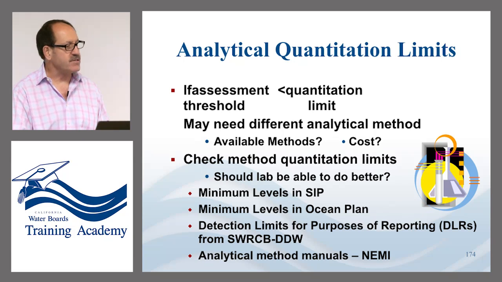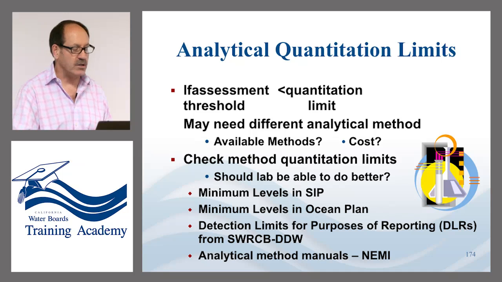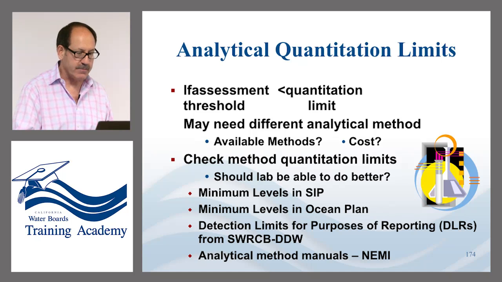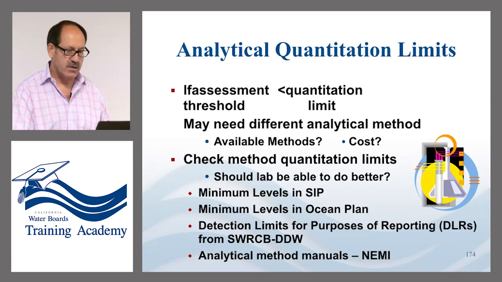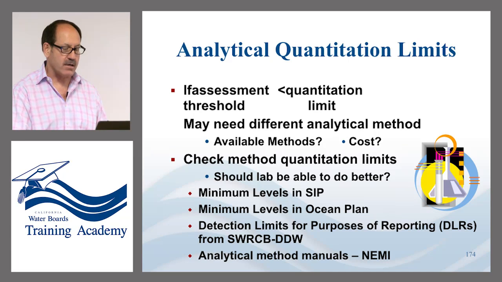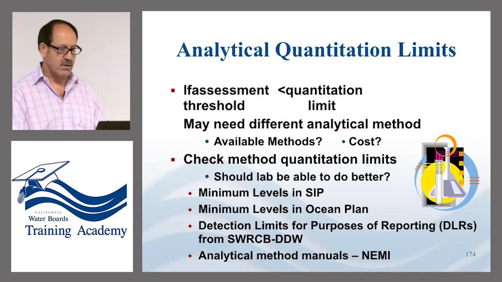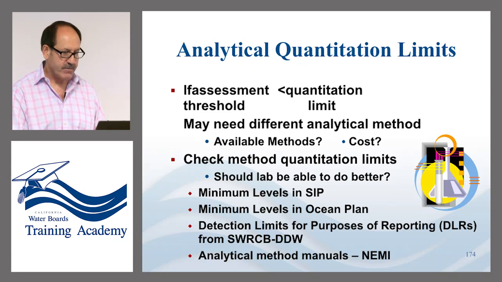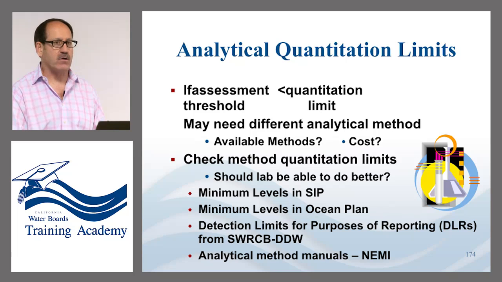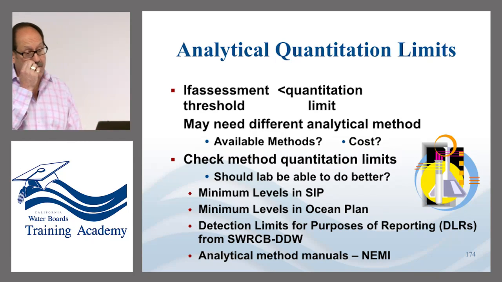Ocean plan, same thing. There's a minimum levels appendix that provides quantitation limits that labs ought to be able to meet. The drinking water program also has an exhaustive list of what they call DLRs, detection limits for purposes of reporting. They're quantitation limits for laboratory work that's being done on drinking water sources and also at the tap. See how well they figure labs ought to be able to do. Sometimes you have to go back to the original methods.